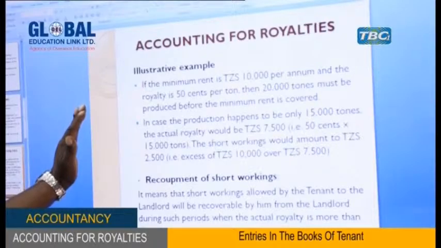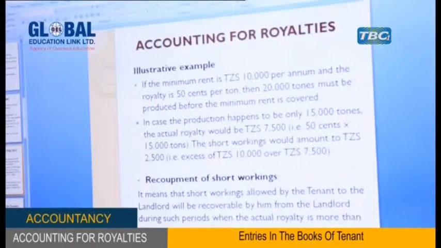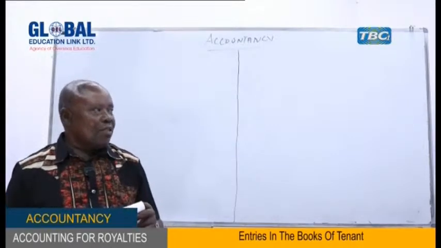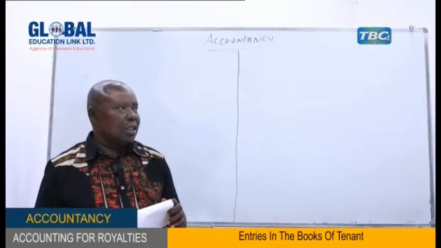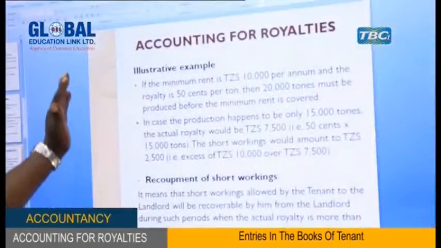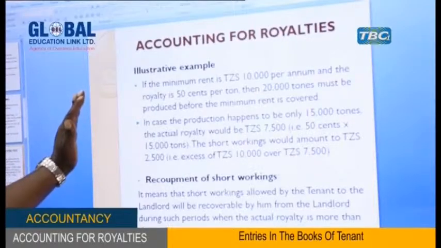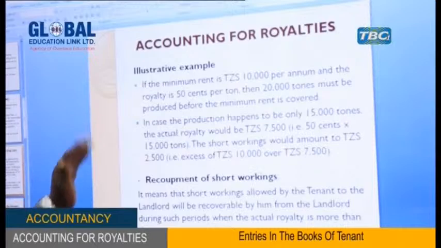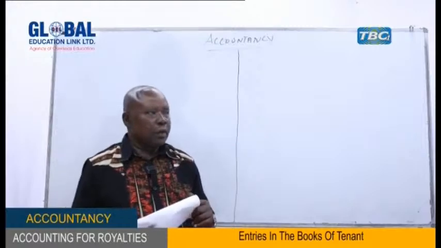If the minimum rent is 10,000 per annum and the royalty is 50 cents per ton, then 20,000 tons must be produced before the minimum rent is covered. That is to reach 10,000. Now, in case the production happens to be only 15,000 tons, the actual royalty would be 7,500. That is to say, 50 cents times 15,000 tons. So the short working would amount to 2,500. That is the excess of 10,000 over 7,500.